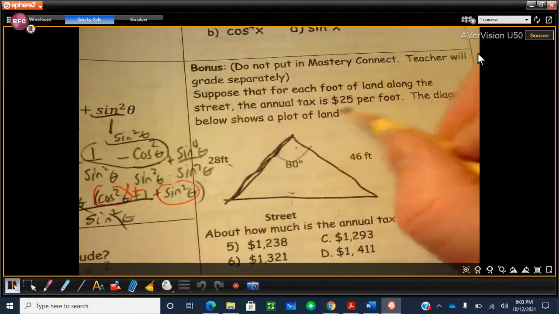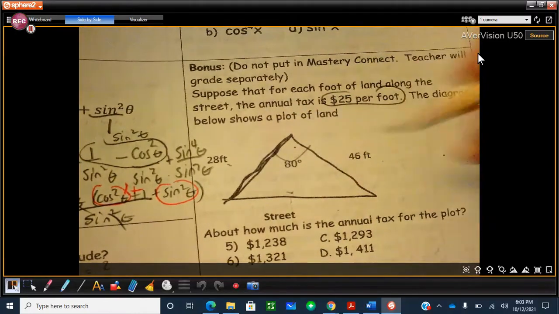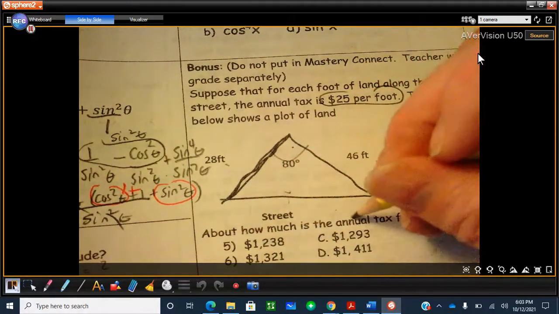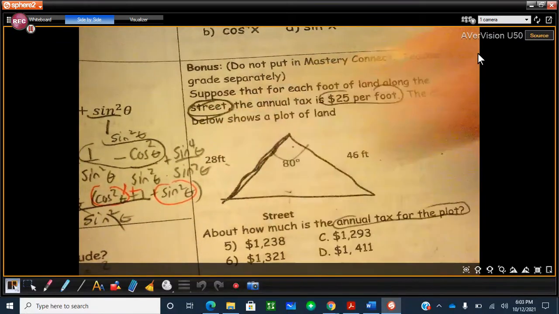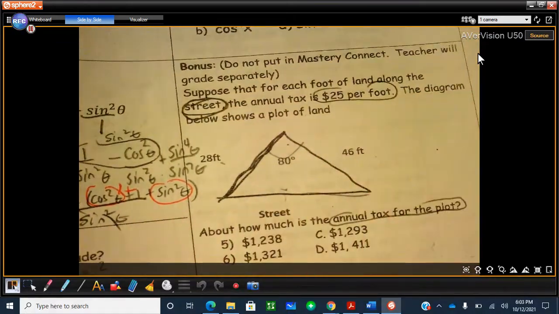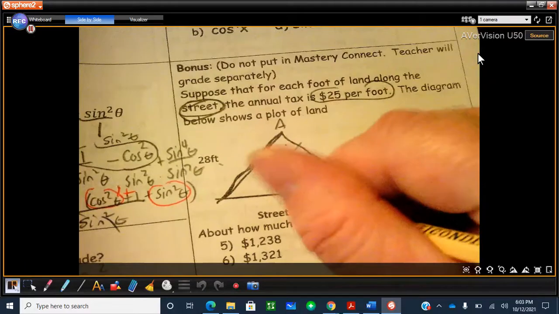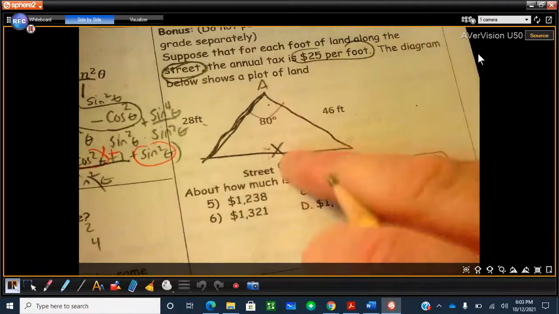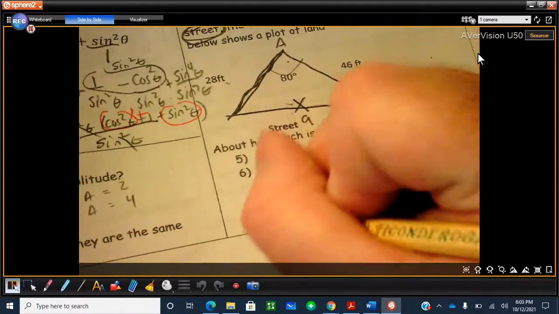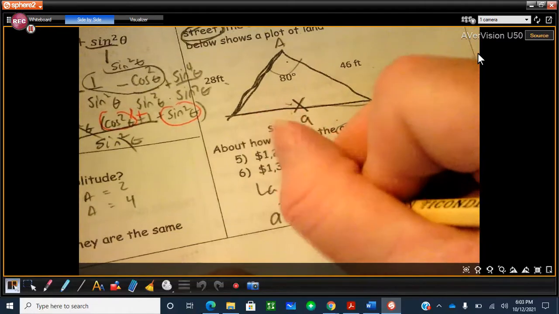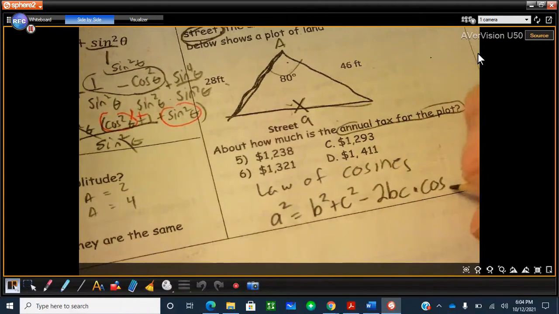So suppose that for each foot of land along the street, the annual tax is $25 per foot. The diagram shows the plot of land. About how much is the annual tax for the plot? And it's the street tax. So the only side we care about, and we're going to multiply about, is this one. So if I label this A and that little a, we don't have a matching pair, so I'm going to have to use the law of cosines. Okay, and so a squared would equal b squared plus c squared minus 2bc times the cosine of A.